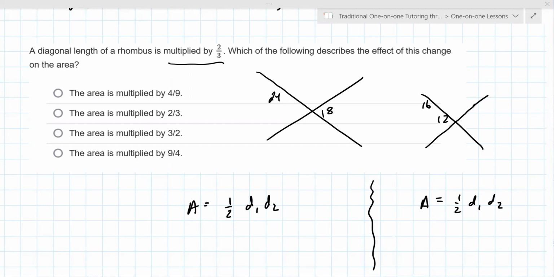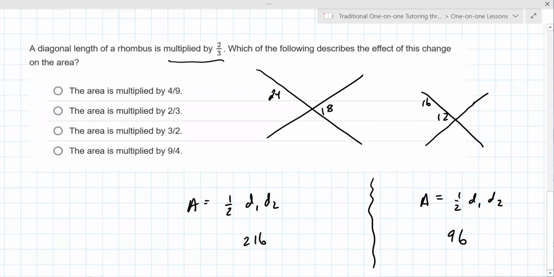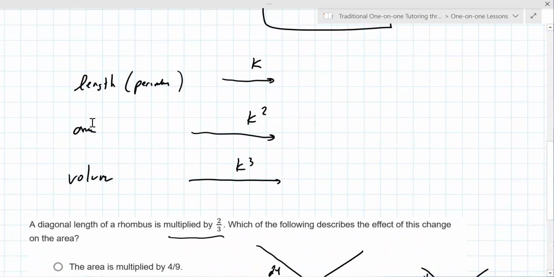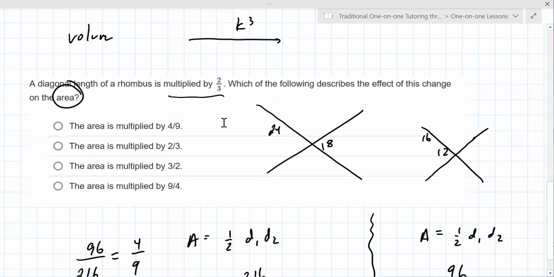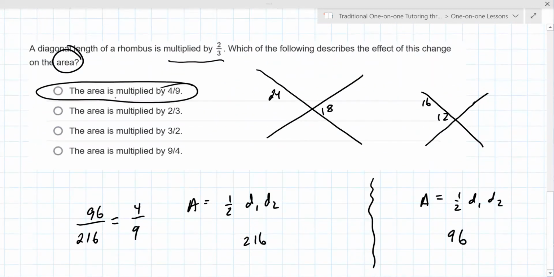For the first one it is 216 and the second one is 96. Okay. So notice that it gets smaller this time, right? So if you take 96 divided by 216, and you could reduce that, you're going to get 4/9. Now, how did I know that? Let's go back and look at this picture I just showed you. With area, what is the K? What do you do to the K? You square it. So what is 2/3 squared? That's 4/9.